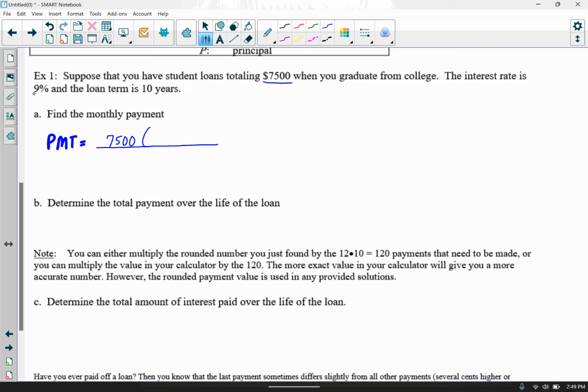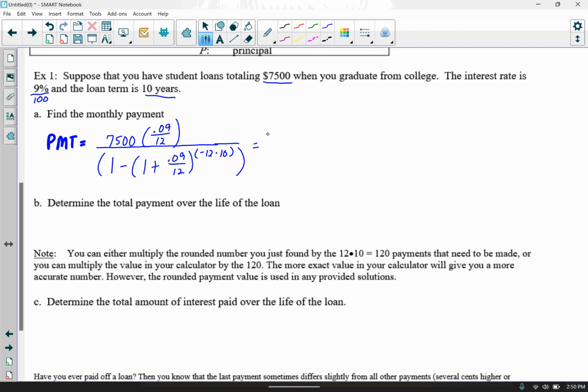Parentheses, the rate is 9%, so I'm doing 9 divided by 100, so that'll change it into a decimal, so 0.09 divided by 12, close parentheses, and I've got my divided by, parentheses, 1 minus, parentheses, 1 plus, that rate, divided by 12, raise it, parentheses, negative 12 times T, got 10 years to pay it off, so times 10, close parentheses, closing them again.